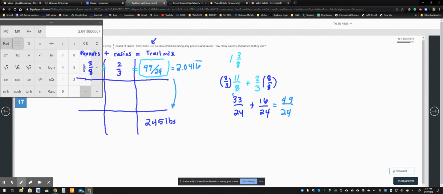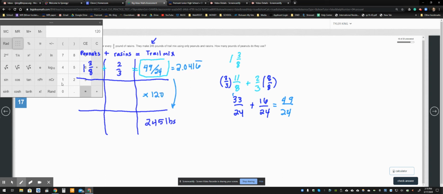Now I need to figure out how many times I need to make this mixture in order to get to this 245 pounds. So what I'm going to do is I'm going to take this 245 pounds, and I'm going to divide it by that number. 2.041, and then it's just 6 repeating. So I'm just going to push 6 until it doesn't let me anymore, and we're going to push enter. Woo! So this tells me that I need to do this 120 times.